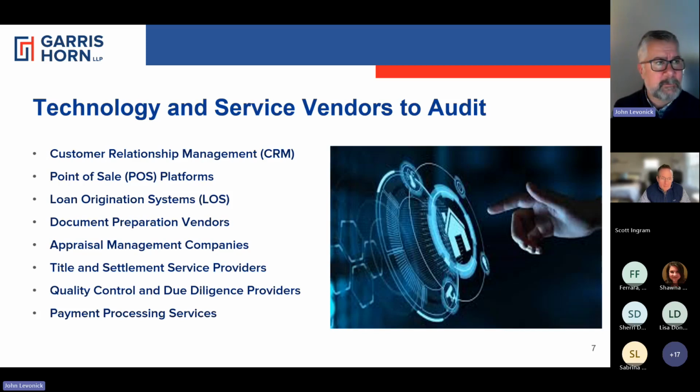I hate to say it, but law firms and attorney states, law firms are at times the worst actors. Law firms are the settlement agents that are least likely, believe it or not, to have the requisite controls in place. Quality control and due diligence providers.